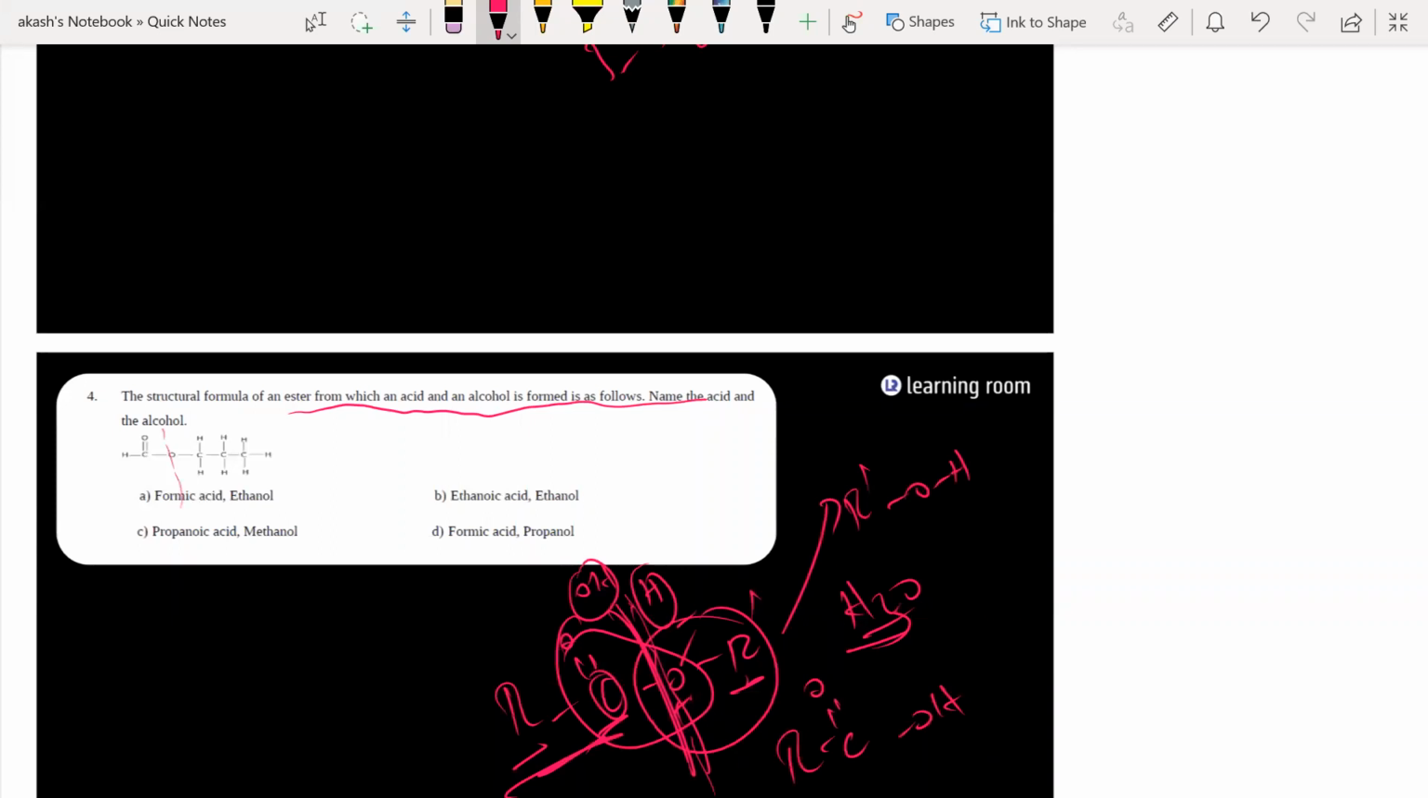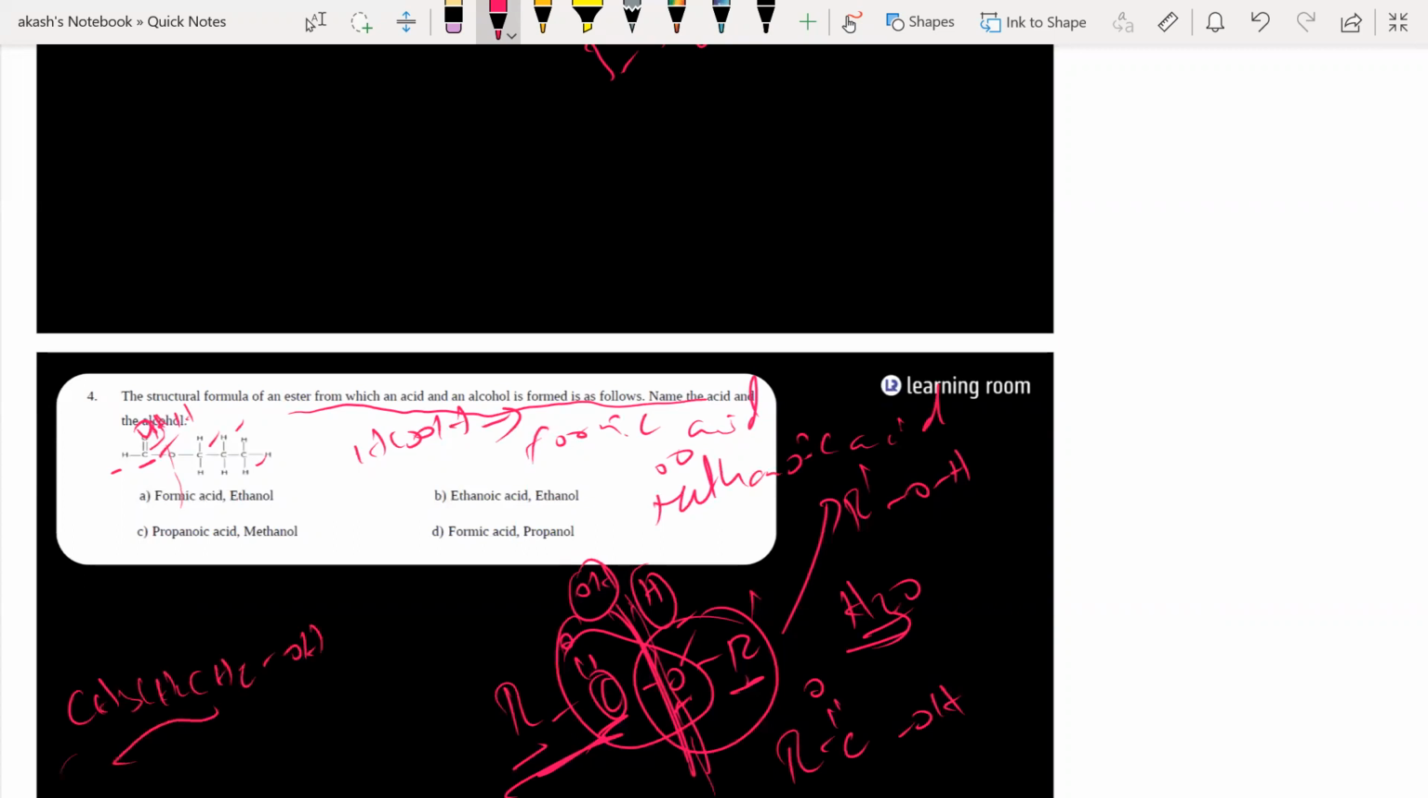We'll do the same thing here. This is your CO single bond. We'll break it and put OH and H. This is OH and this is H. So we will get HCOOH, and that is nothing but your what? Formic acid. Or it is also called methanoic acid. Right? And what is the other one? The other one is going to be CH3CH2CH2OH. That is nothing but your 3 carbon atom alcohol, propanol. So formic acid and propanol. Option D will be the answer.